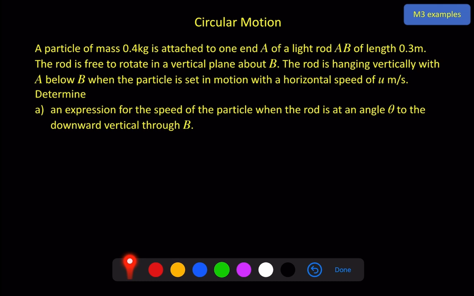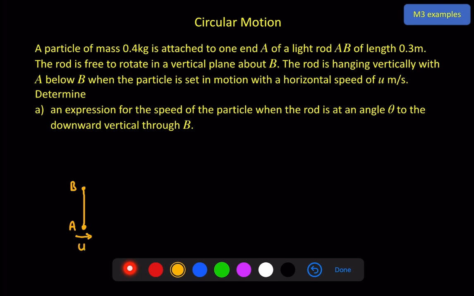Example number 2. Same setup, a particle of mass 0.4 kilograms, still attached to A of a light rod AB, still length 0.3. The rod is still free to rotate in a vertical plane about B. So we've got everything exactly the same here, initially. The rod is hanging vertically with A below B, there we go. When the particle is set in motion with a horizontal speed of u meters per second.